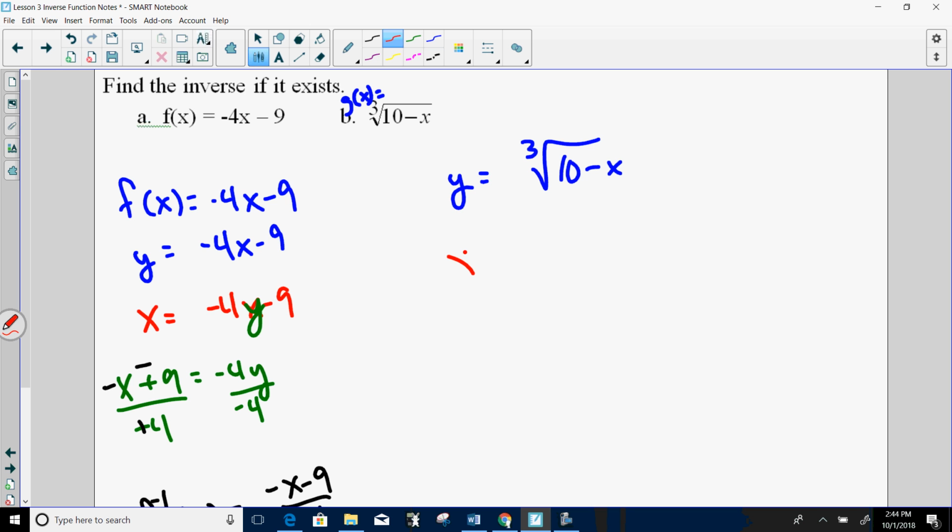Step 2 says to switch x and y. So it's x equals the cube root of 10 minus y. Now I'm going to solve for y. So I'm going to start solving. I need to get rid of this cube root, so I'm going to cube both sides.